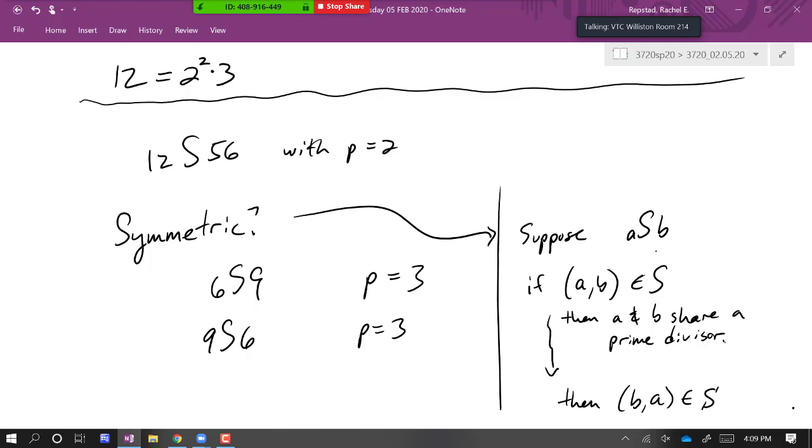Sharing a prime divisor is a very symmetric relationship to have. 3 and 12, and 12 and 3. If I write those numbers in a different order, it doesn't change what prime divisors they have, and it certainly doesn't change whether or not they share a prime divisor.